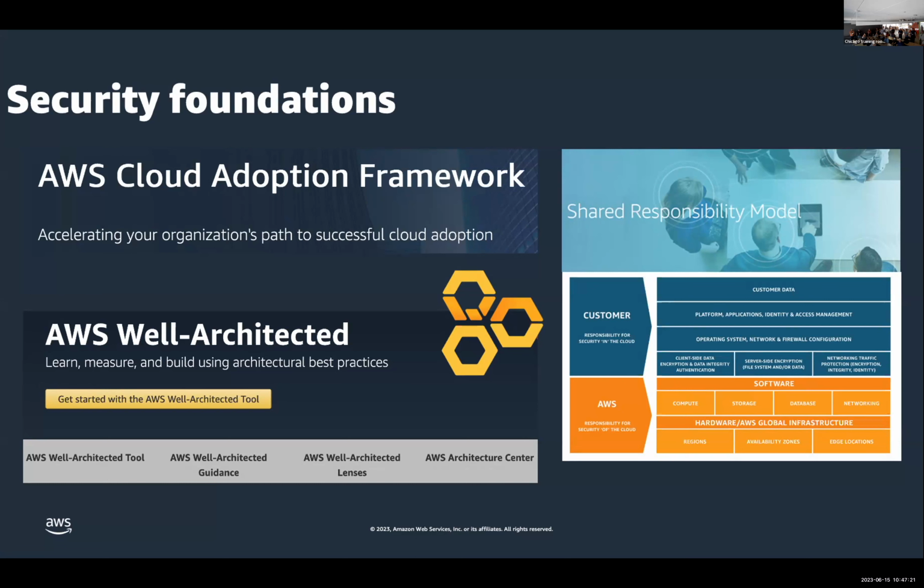And it consists of 6 perspectives. One of these perspectives is about security. So it guides you on how to implement the right security controls in order to eventually meet your regulatory requirements. And that's what we counted on, or what we took from the Cloud Adoption Framework.